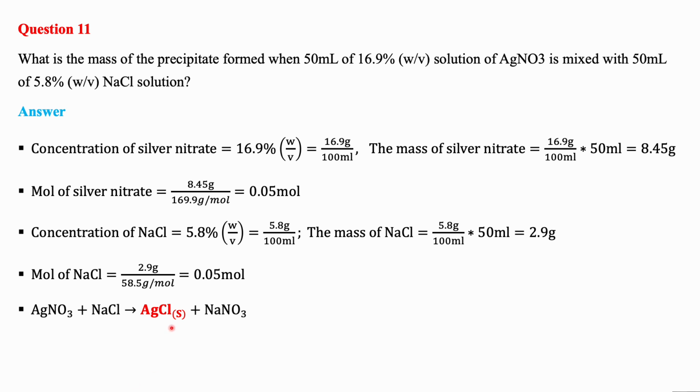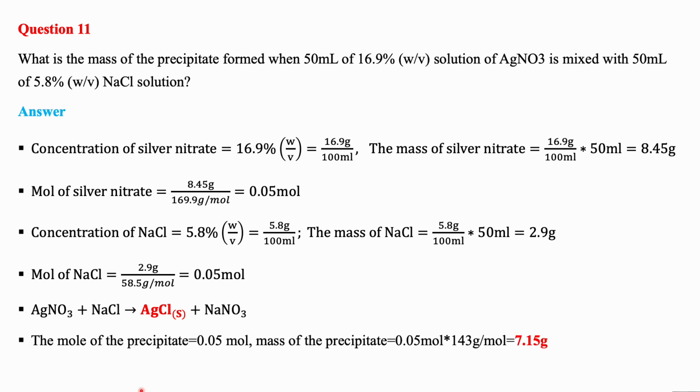That means the product which is going to be formed will be equal to the moles of silver nitrate or moles of sodium chloride, which is equal to 0.05 mol. Then from the solubility rules, we know which compound is the one which is going to be the precipitate, and we determine the mass of this precipitate. So we have the moles of the precipitate, which is equal to 0.05 moles. Then to get the mass of the precipitate, we take the moles times the molar mass. Then we get the mass very easily.